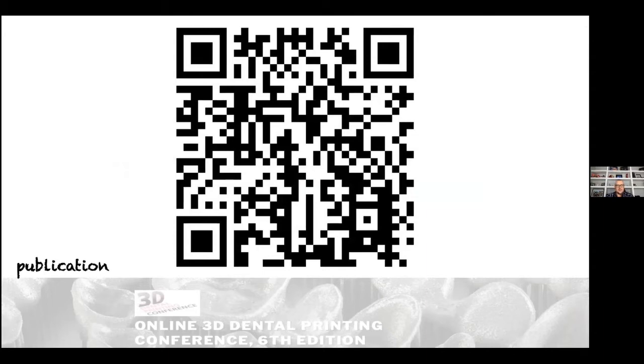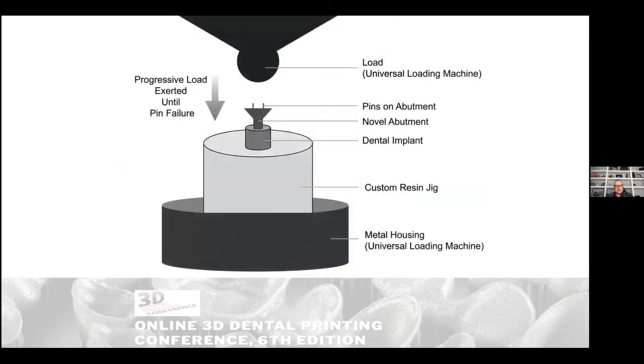So fantastic, we have a product. What do we do now? Well, now we need to test it, because there are two things we need to do. We need to crank it into an implant, and we have to see if it can withstand the process of temporization, making a tooth that I showed you.